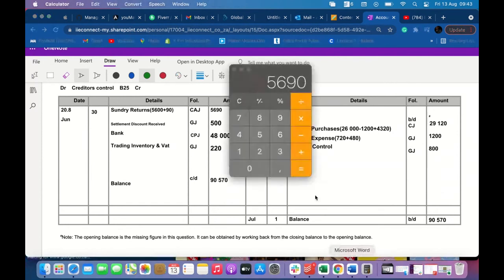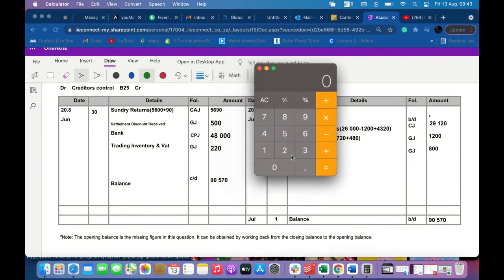Okay, so let's get our calculator, see what's happening. So 5,690 plus 500 plus 48,000 plus 220 plus this 90. Oh, goodness me. Now we have to start again. 5,690 plus 500 plus 48,000 plus 220 and then plus 90,570.